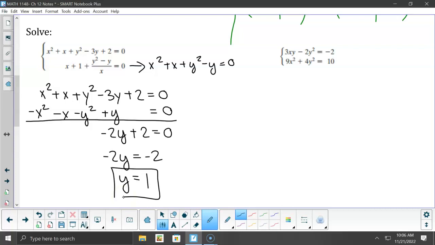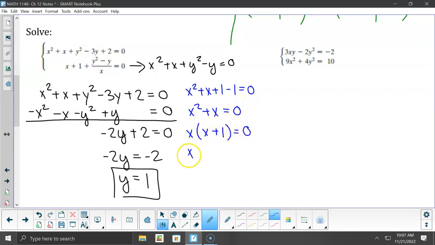Is that a lot less gross than we were expecting it to be? And then I personally would probably plug it into that second equation. So with that second equation, I get x squared plus x plus 1 minus 1 equals 0. What happens to the ones? They cancel again. So x squared plus x equals 0, so x times x plus 1 equals 0, so x can either equal 0 or x can equal negative 1.